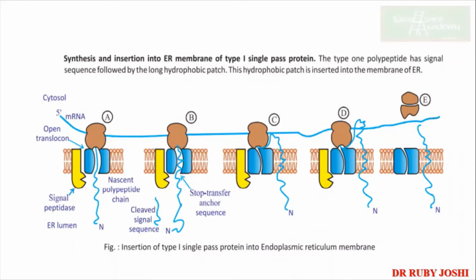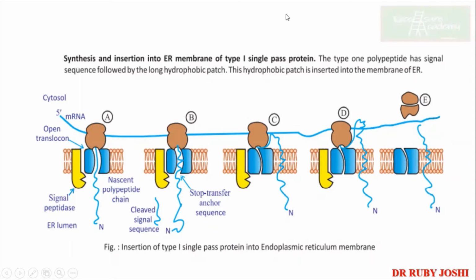Now, there are different types of proteins. Type 1 single pass proteins and type 2 single pass proteins are there. So what are type 1 and type 2? Can anyone guess? There was a slide where I mentioned what type 1 is. It is a signal sequence followed by a long hydrophobic patch. From the figure itself, it's very clear.